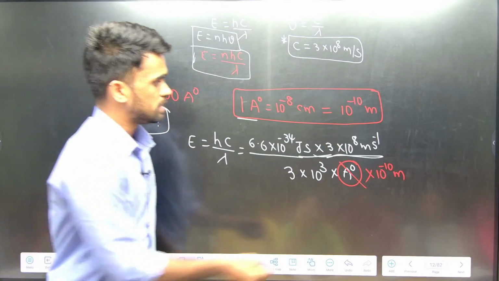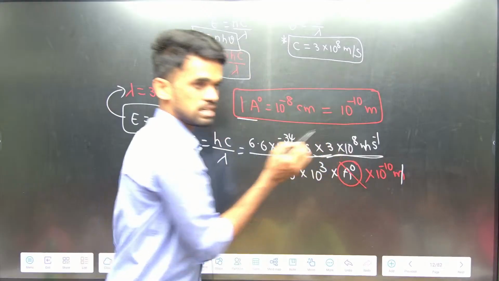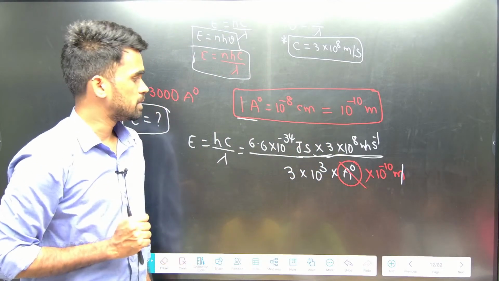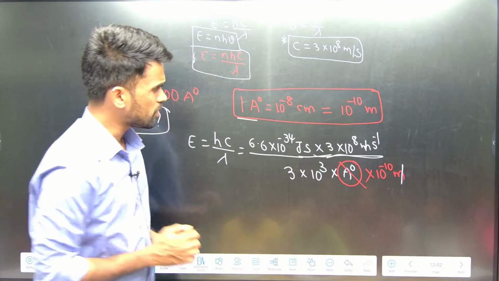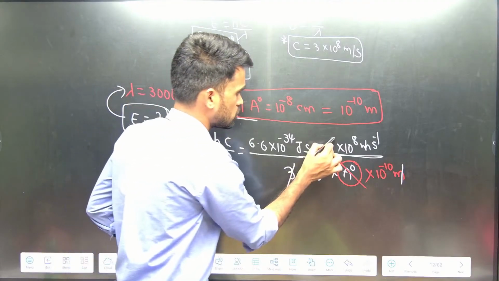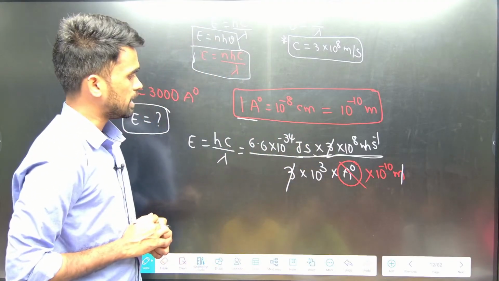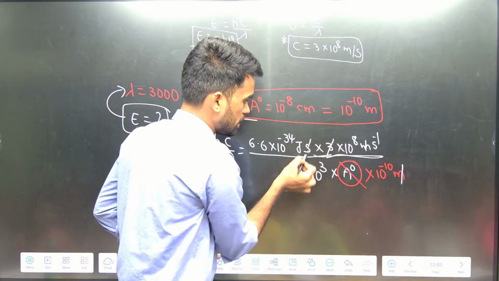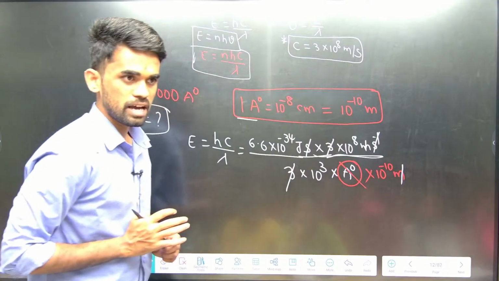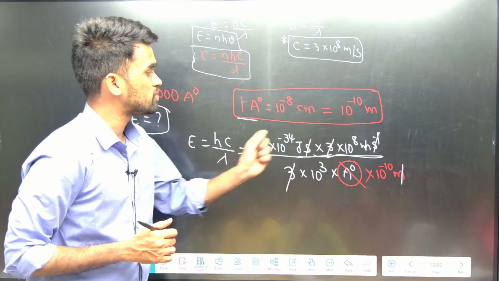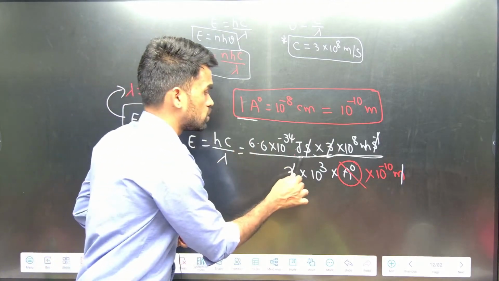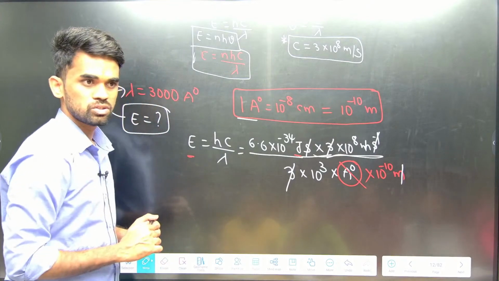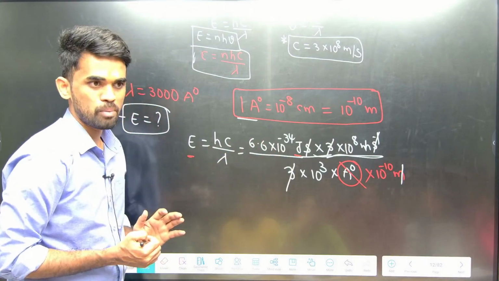So now this meter can be cancelled out. The next one, here 3 is there, here also 3 is there. Next, here second is there, second inverse is there, so I can remove this also. Yes or no? So what units are we remaining with? Only joules. What is the unit for energy? So we are getting the proper answer now.